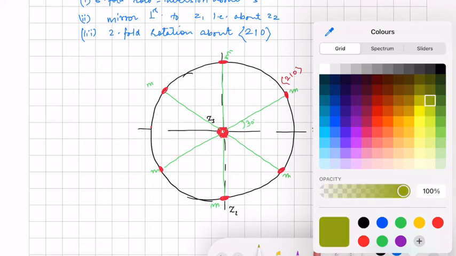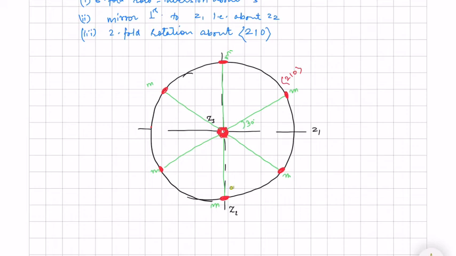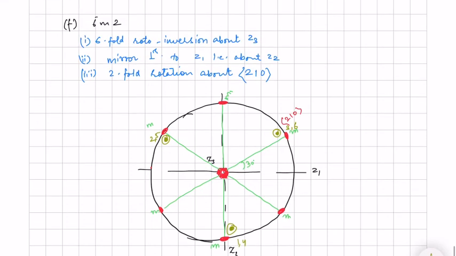Suppose we have this point now. Let us start with a point here. So it goes to a point here, then to here, this is 1, 2, 3, 4, 5, and 6. Okay. Then, sorry, this is plane rotation. Instead, we have to do roto inversion. So for this point 1, we get this point as 2, then we get this as 3, then 4, then 5, and then we get this as 6. Okay, so this is 6-fold roto inversion about Z3.